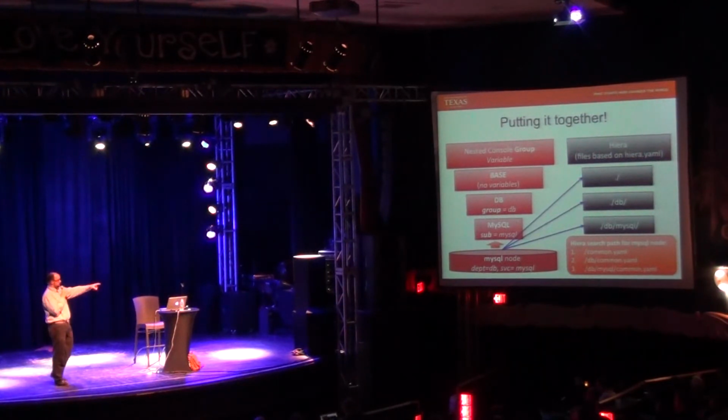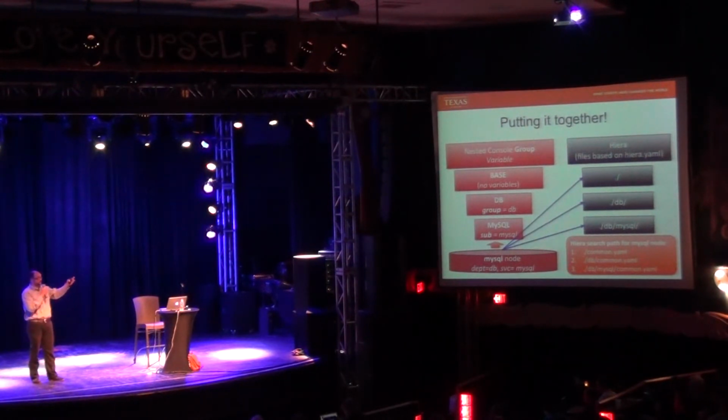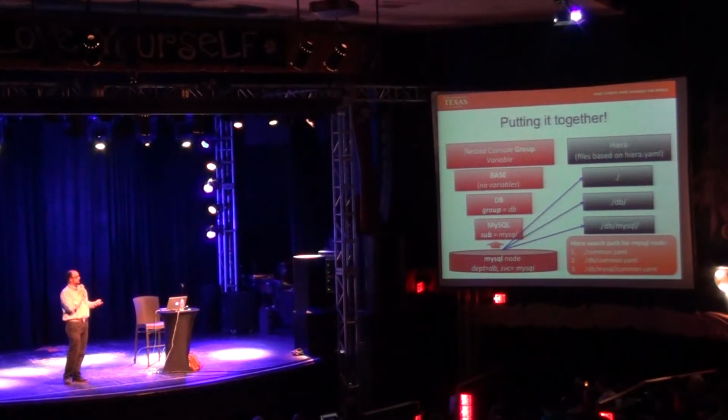And so in this case, MySQL gets... sorry, that's a typo. Group equals DB, and the sub equals MySQL, which is going to point it to all three of those. And so the way hierarchy works is you get basically a search path, so that you get a chance to set configurations at all three of those levels, which is useful.